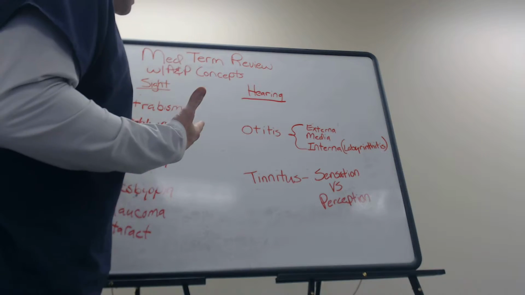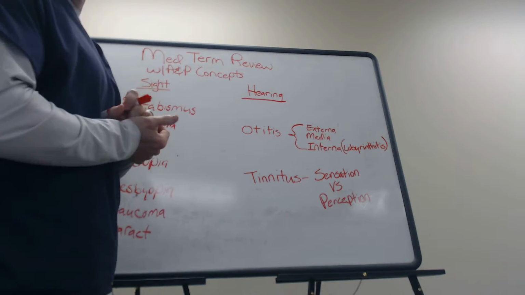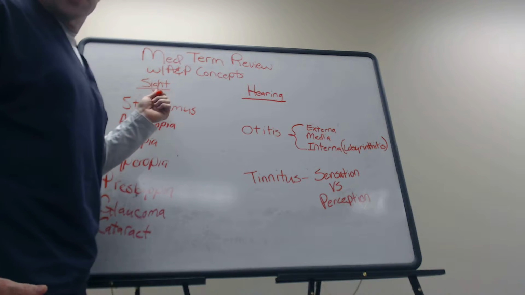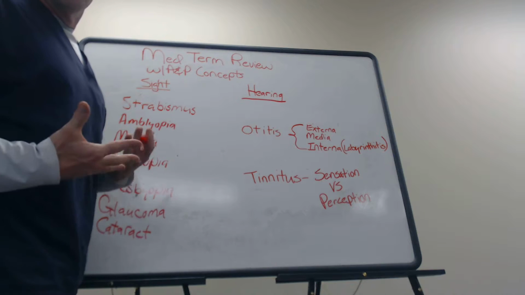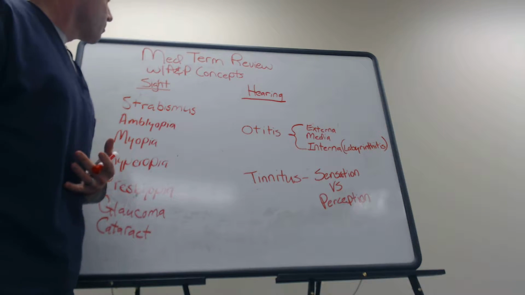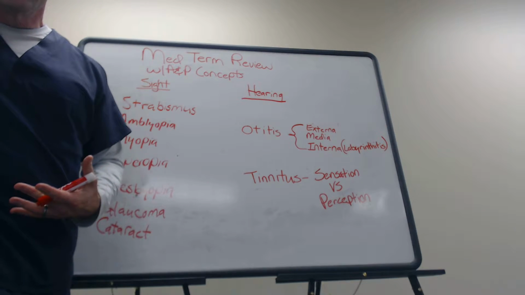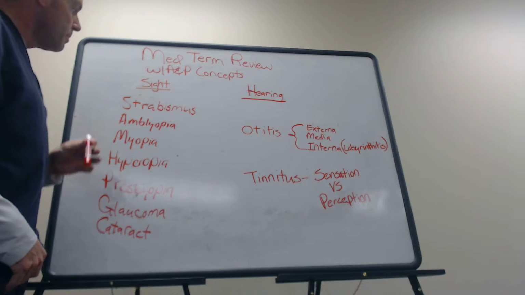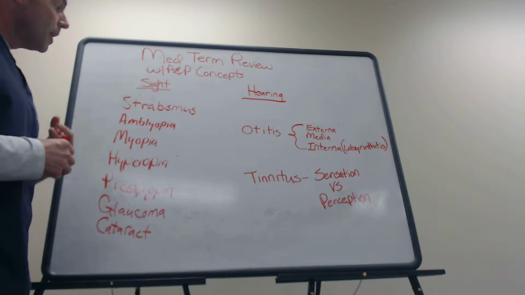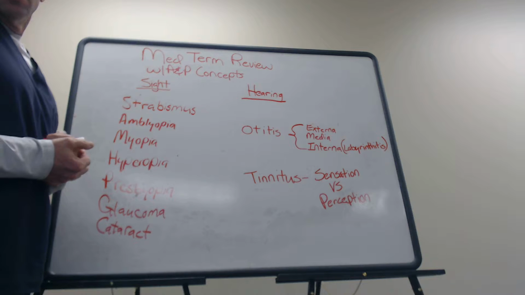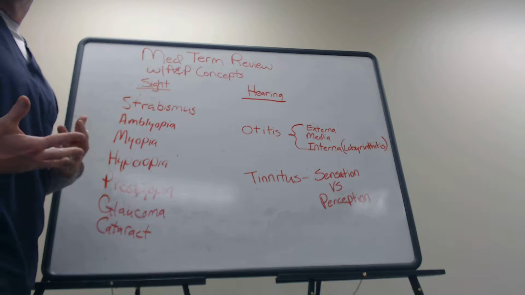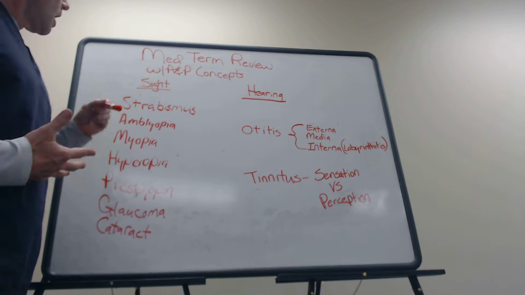Today, I want to talk about the sensations, the special senses of sight and hearing on our medical terminology review with A&P concepts. So, some diseases that are likely to be associated with our sense of sight include strabismus. Strabismus is going to be cross eyes. Okay, people may have heard the term cross eyes.